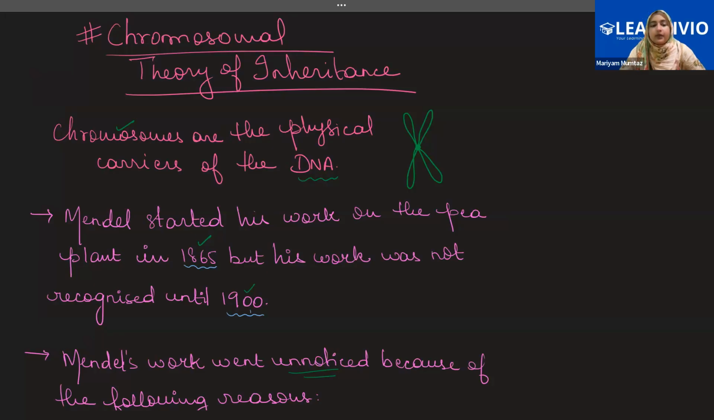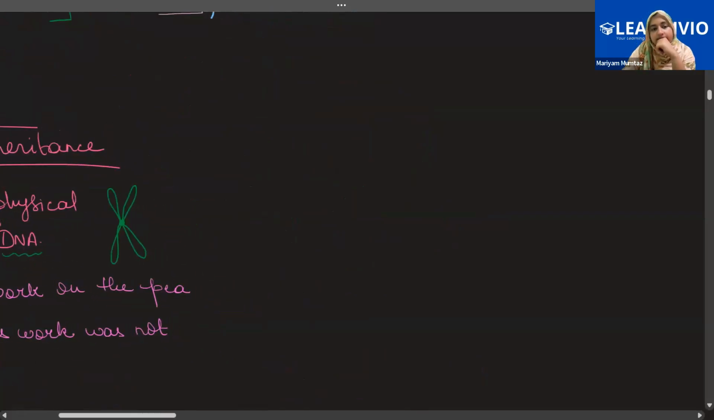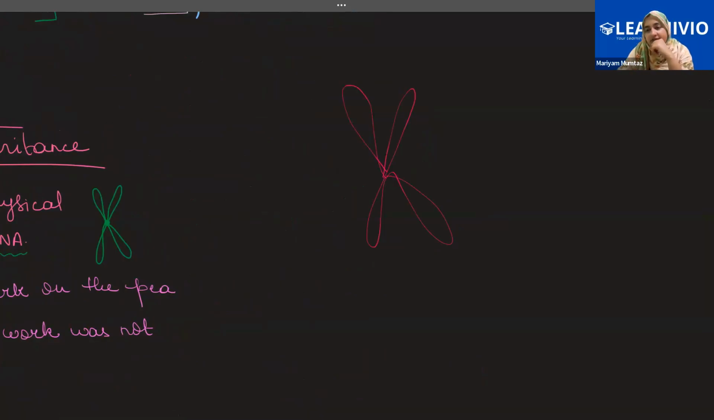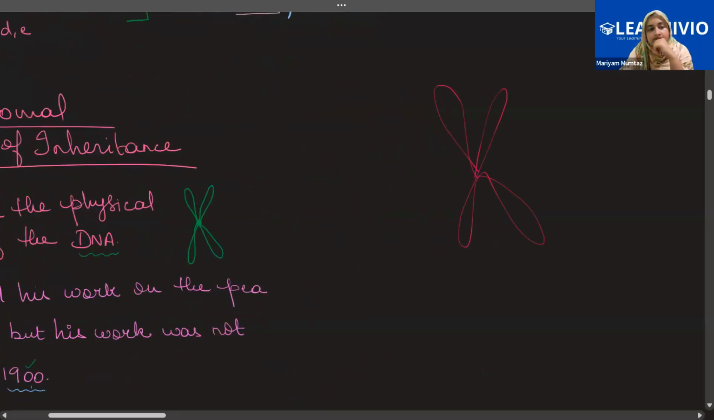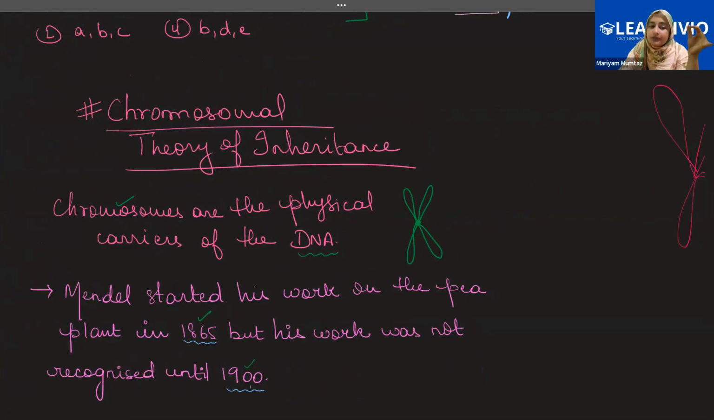Okay, no problem. All right, so now talking about the chromosomal theory of inheritance. Can you tell me the significance of chromosomes? It carries genes. It carries the DNA. Basically, the chromosomes are the physical carriers of the DNA, right? The DNA is physically present on the chromosome.